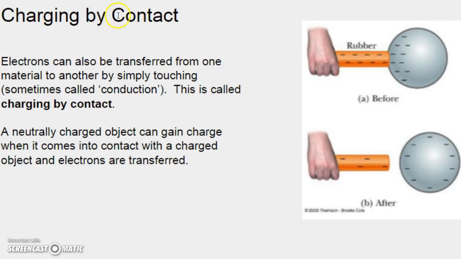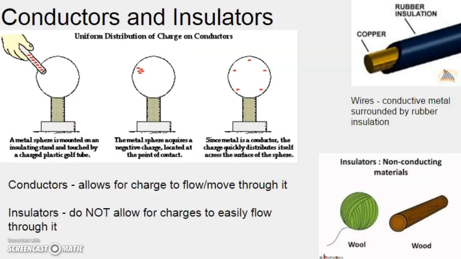So we can charge objects by contact. Electrons can be transferred from one material to another simply by touching, and sometimes this is called conduction. This is what we call charging by contact. A neutrally charged object can gain charge when it comes into contact with the charged object and electrons are transferred. Sometimes you can actually transfer without actually having to touch it, and we saw that with our aluminum foil and the balloon.